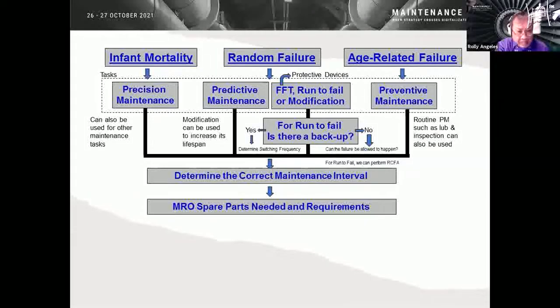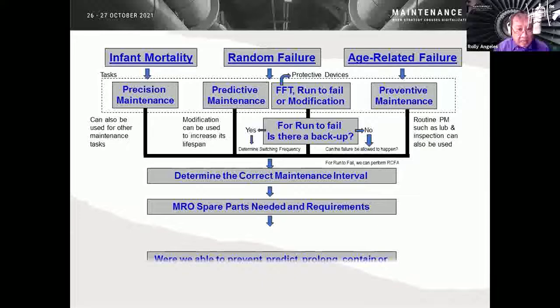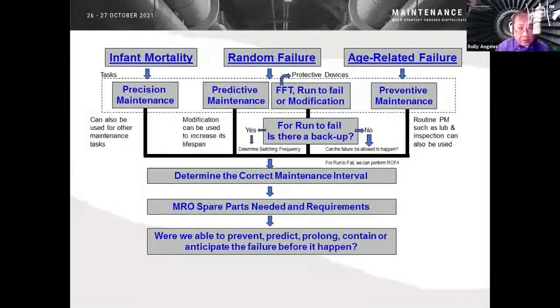And once everything is done, we ask the question, were we able to prevent, to predict, to prolong, to contain, or to anticipate the failure before it happened? Now, if yes, then we're done, we're good. Now, if no, then either we modify or we just allow the failure to happen.